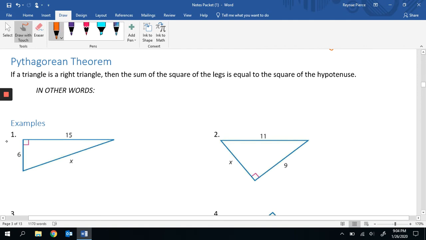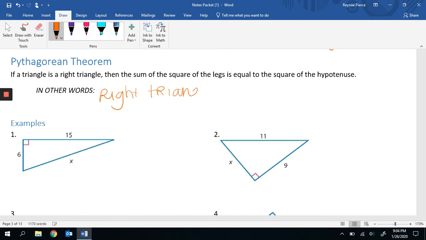Now, if we have a right triangle, so we have to know that it's a right triangle first, then we know that the sum of the square of the legs, so our A value is going to be squared, our B value is going to be squared, is going to be equal to the square of the hypotenuse. And that's where we get A squared plus B squared equals C squared.